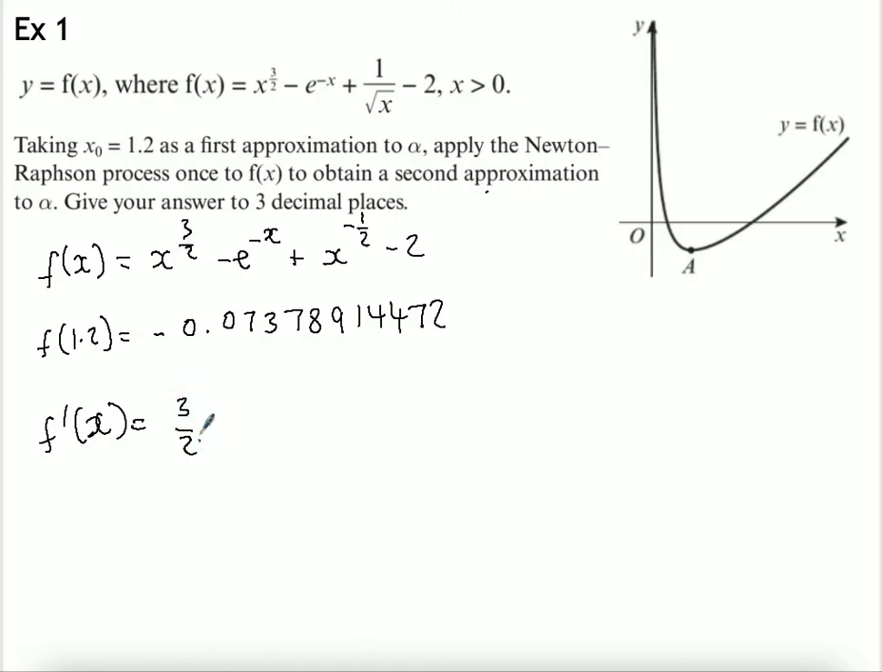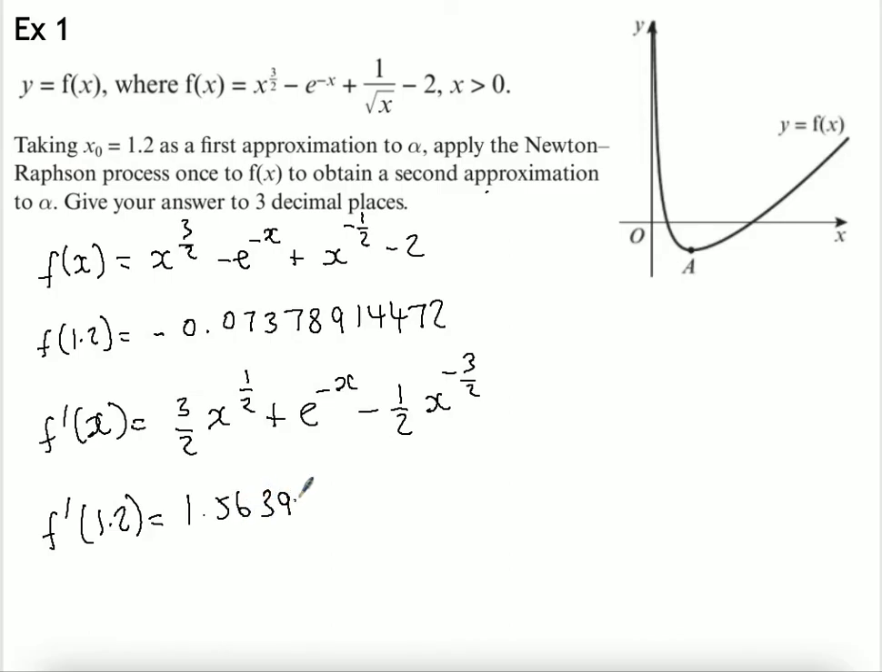Next thing I'm going to do is differentiate that function. So 3 over 2 x to the power of a half, add e to the negative x, subtract a half x to the negative 3 over 2, and that becomes 0. I'm now going to substitute in 1.2 into the differential, and when I type it into my calculator, again very carefully, I get 1.563998997.